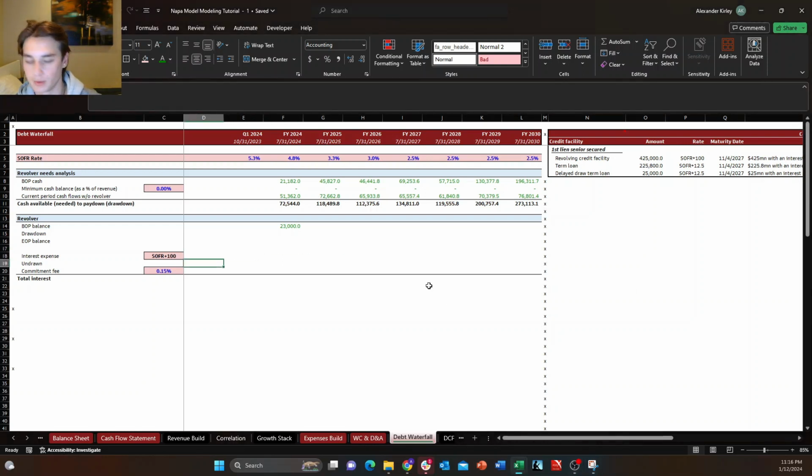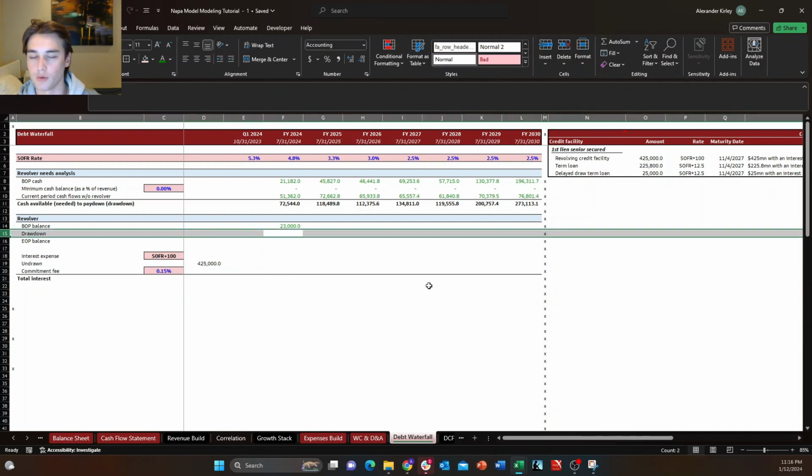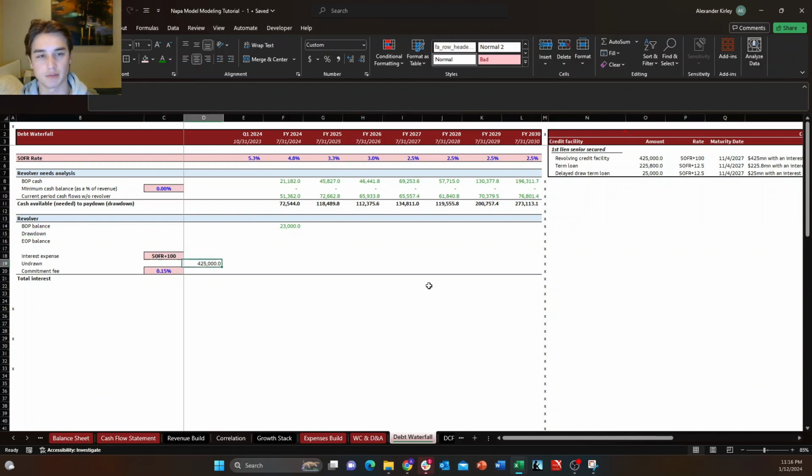So what I want to do is now reference my cap stack to get my full undrawn amount. And now I need to create a formula for my drawdown. The whole idea here is I don't want to draw down upon my revolver because it is very expensive debt. SOFR plus 100 would be equivalent to 6.3%, unless I'm in a cash deficit. So unless this line is a negative number.